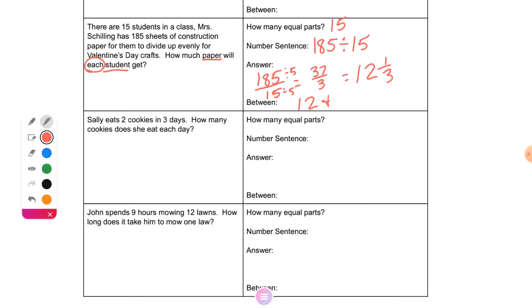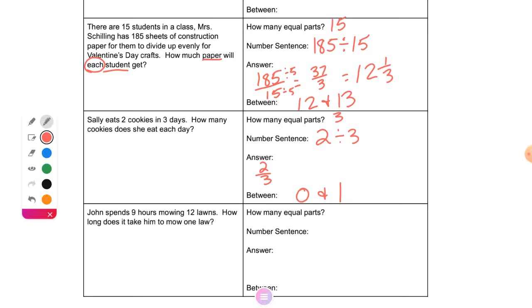12 and 13. Okay, to save time, I'm going to give you the rest of them very quickly because we're about out of time. Number sentence for the next one was 2 divided by 3, so 3 parts. The answer was each day she eats 2/3 of a cookie, or she eats 2/3 of a cookie each day.